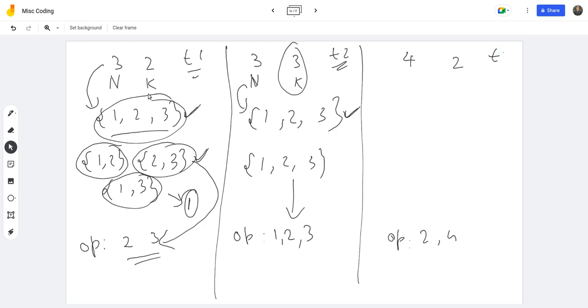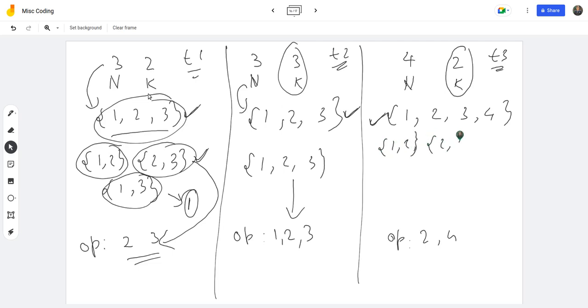And for the third test case, what they have given is n is 4, k is 2. Here the set goes from 1 to 4, it has numbers from 1 to 4. And we want to choose a subset of size 2 such that the GCD is maximum. For the set with numbers from 1 to 4, we can again pick many subsets of size 2. One can be 1 2, 2 3, 3 4.